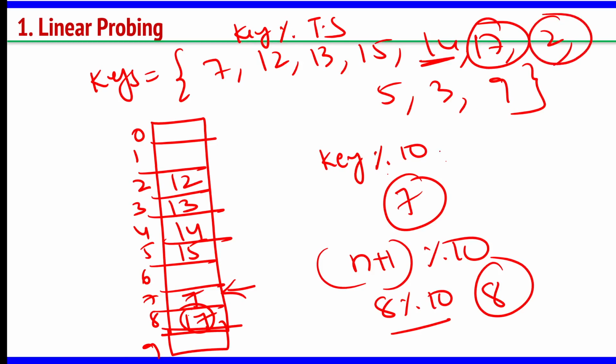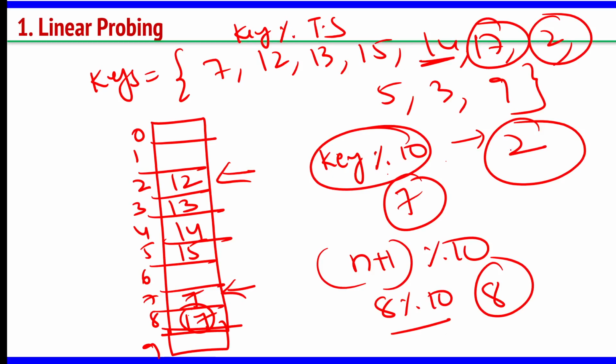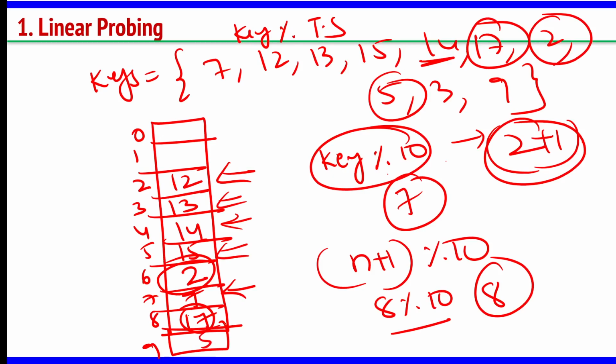Next came 2. So, first apply this, 2 mod 10 is giving me 2. Is this 2 location empty? No. Then you do 2 plus 1 mod 10, that is 3 mod 10, it is also filled. Then again increase 1, it is filled, then come here and store 2, because we found an empty element here like this. Then you fill 5, 5 will go here, then 3 will come here and 9 will come here. Like this we can fill the elements. This is the approach of linear probing.